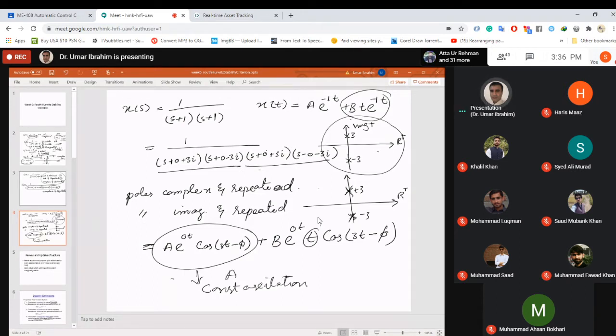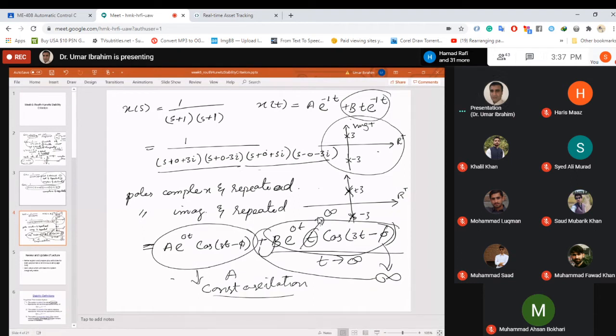Constant amplitude. They will have constant amplitude oscillation. But this term, because of t, as t approaches infinity, will approach infinity, and this will make this whole term approach infinity, and infinity plus some constant value. So constant plus infinity will be equal to infinity.